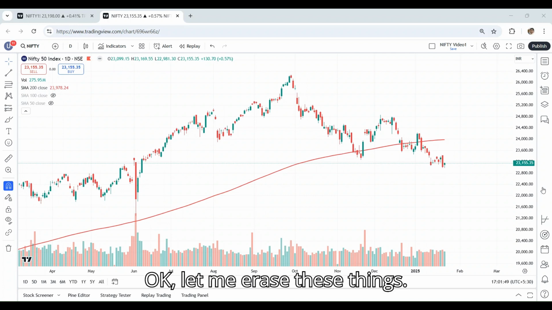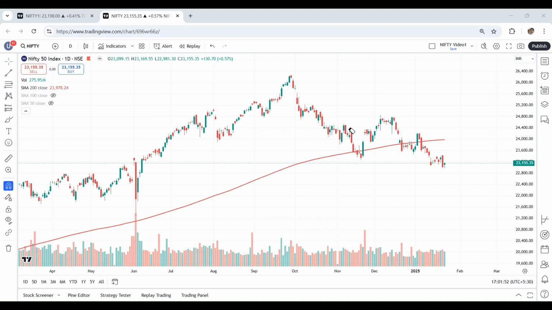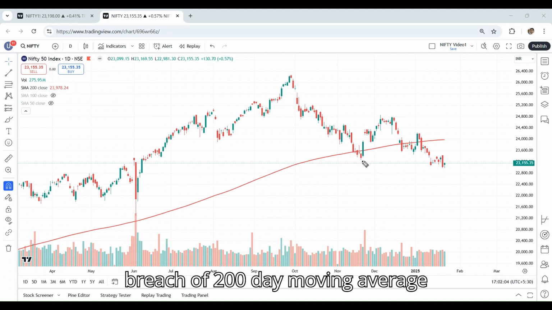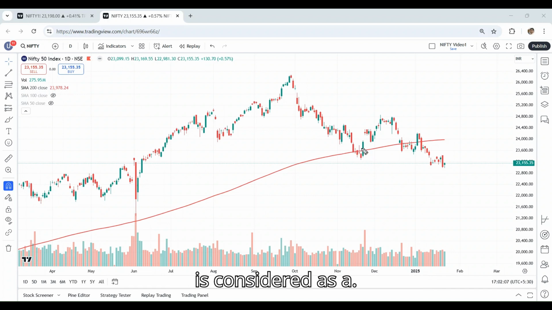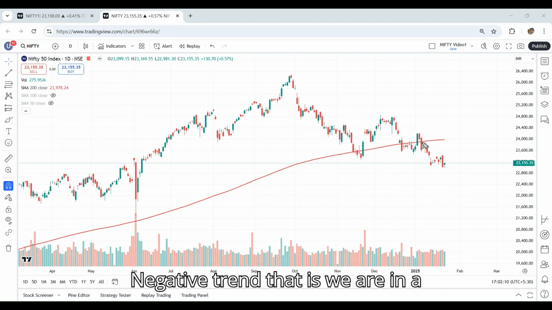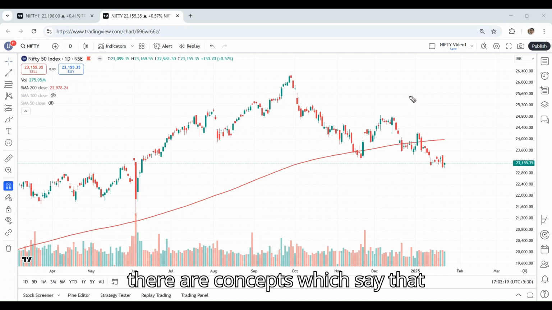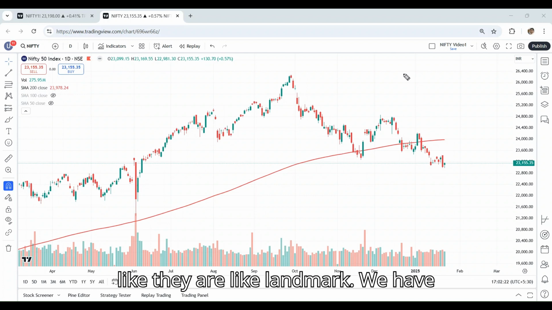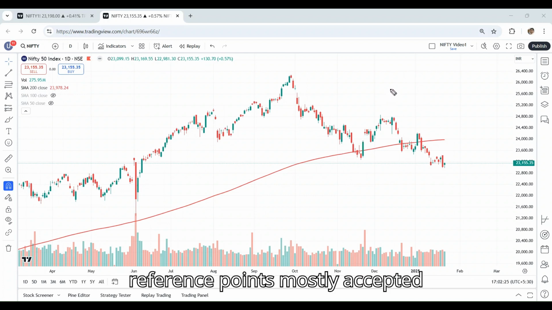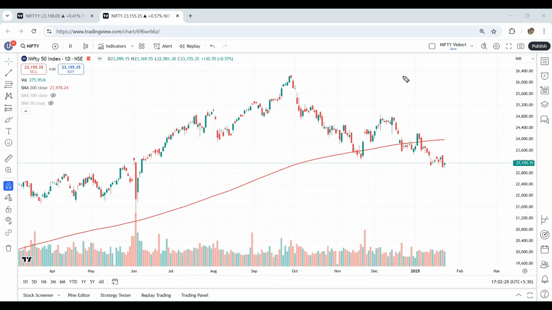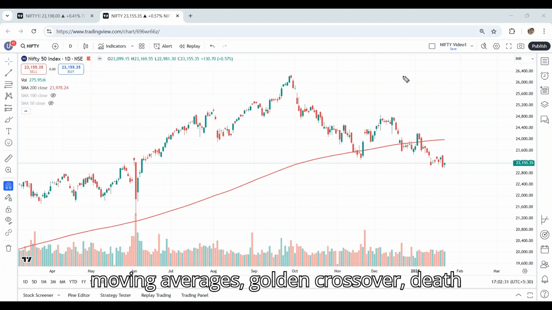Okay, let me erase these things. So generally, a breach of the 200-day moving average is considered a negative trend, that is, we are in a downward trend. Okay, and there are concepts which act like landmarks. We have reference points, mostly accepted, like golden crossover and death crossover with moving averages.